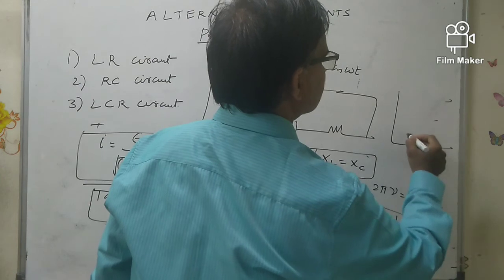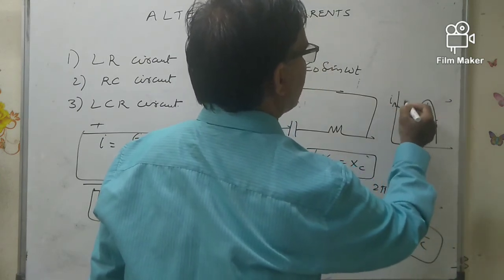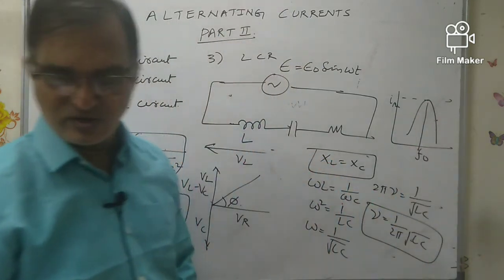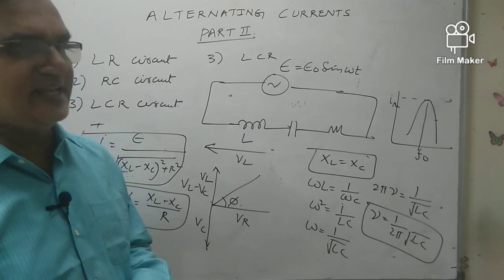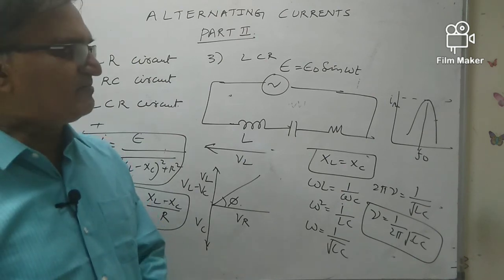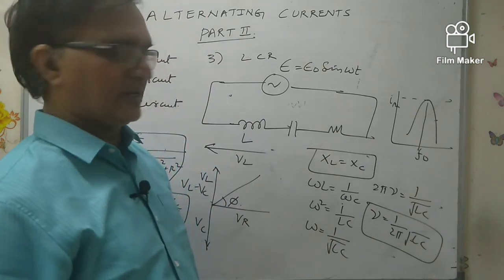In this case all quantities are maximum. Current will be maximum, this is I maximum. Maximum current you will get for a particular frequency of the applied voltage. That is in a series resonance circuit, the frequency of the applied voltage is equal to the natural frequency of the circuit.